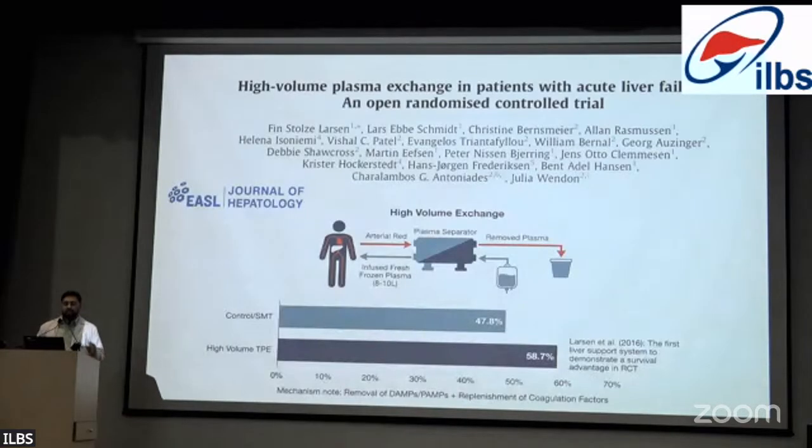The first and biggest literature came from Larsen's trial in 2016. It showed high volume plasma exchange in patients with acute liver failure, an RCT. It showed a survival benefit, 58% rather than 47%. This is the first, bigger RCT, and it showed the liver support system gives a survival benefit in the RCT cohort.